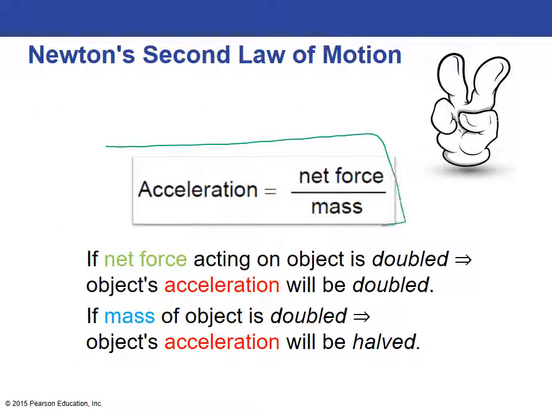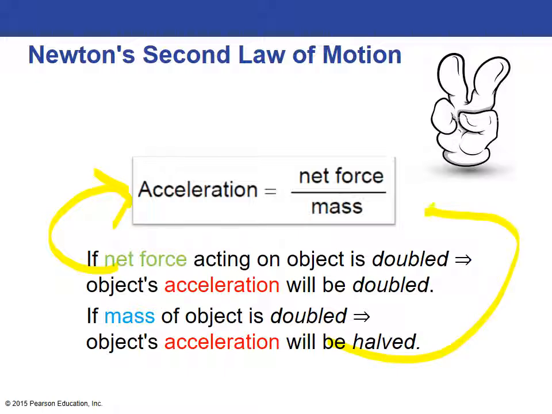Acceleration is the net force divided by the mass. Okay? If our net force goes up, our acceleration goes up. If our mass goes up, our acceleration goes down, becomes less. All right? That's why we say these are directly proportional, and this one is inversely proportional.